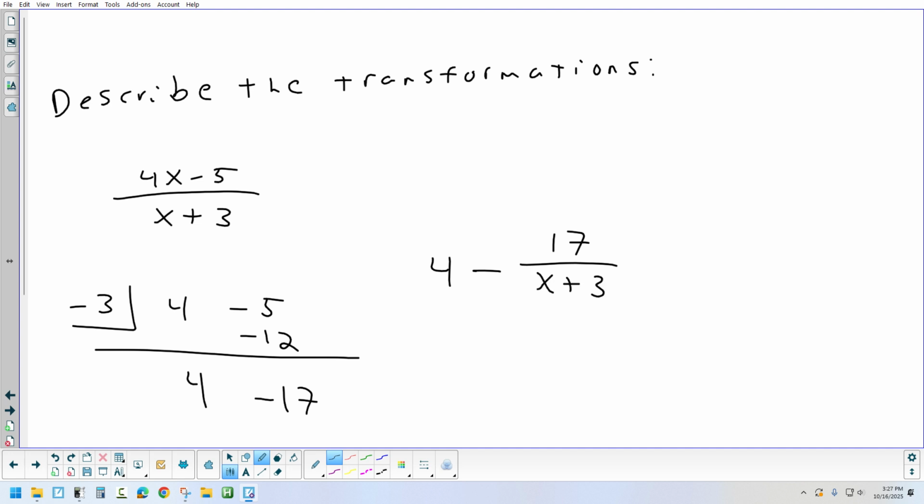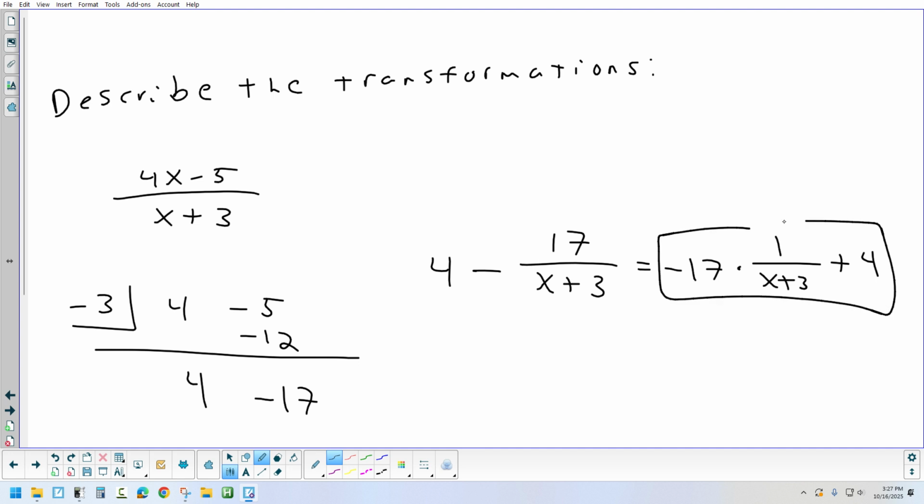Okay, so that's almost the way we want it. We generally put the vertical shift at the end, and we put the vertical stretch in the front. So if you wanted exactly what I showed in class, you'd want -17 times 1 over x plus 3, plus 4. That's really breaking it down so you can see every single step separately.